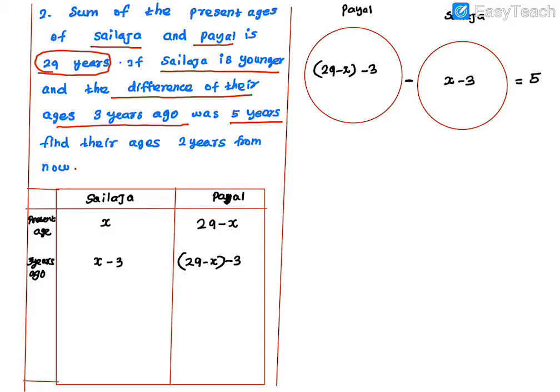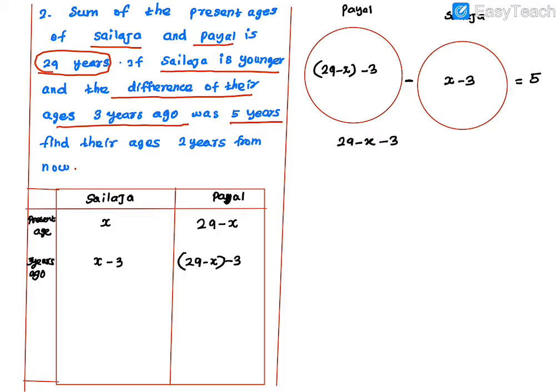So first we have to solve this one. Payal's age minus Shailaja's age should be equal to 5 years. So (29 minus X minus 3) minus (X minus 3) equals 5. Students, if you write this kind of X minus 3, how do we write it? Simply close the bracket. So we write X minus 3 the same way. Don't get confused.